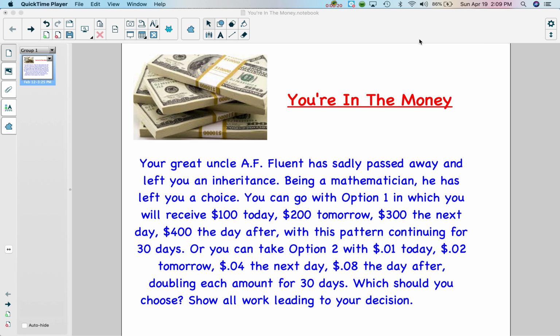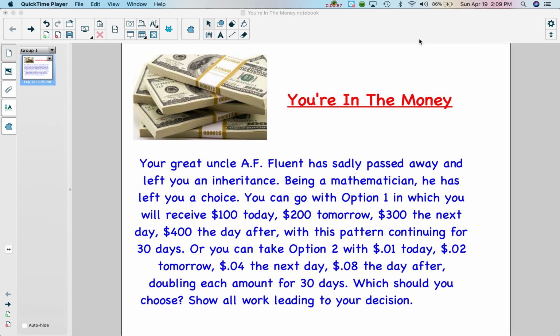You can go with option one, in which you will receive $100 today, $200 tomorrow, $300 the next day, $400 the day after, with this pattern continuing for 30 days. Or you can take option two with 1 cent today, 2 cents tomorrow, 4 cents the next day, 8 cents the day after, doubling each amount for 30 days. Which should you choose? Show all work leading to your decision.